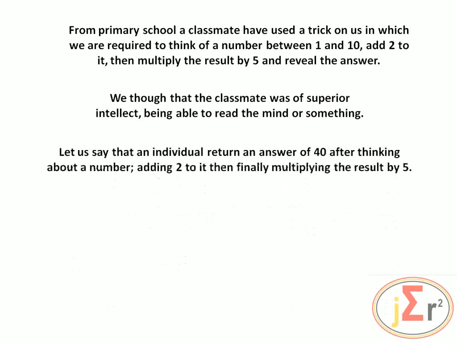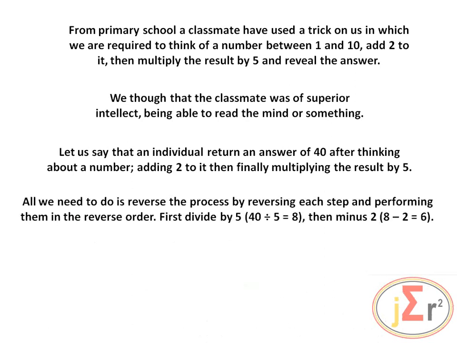Let us say that an individual returned an answer of 40 after thinking about a number, adding 2 to it, then finally multiplying the result by 5. All we need to do is reverse the process by reversing each step and performing them in the reverse order.